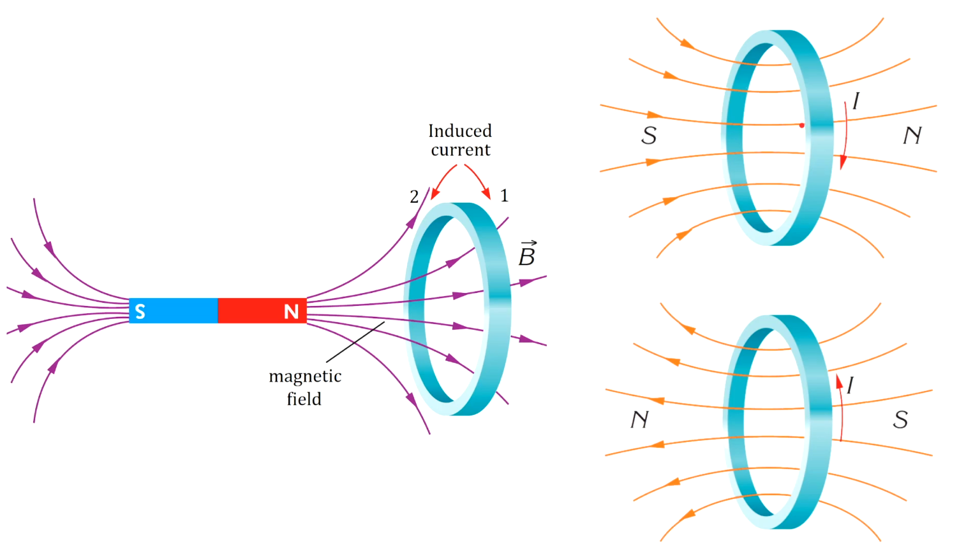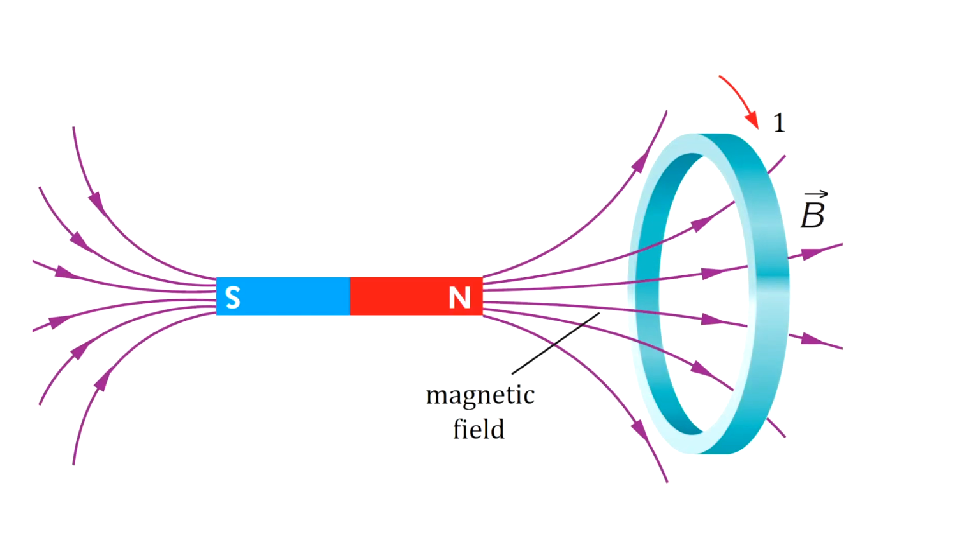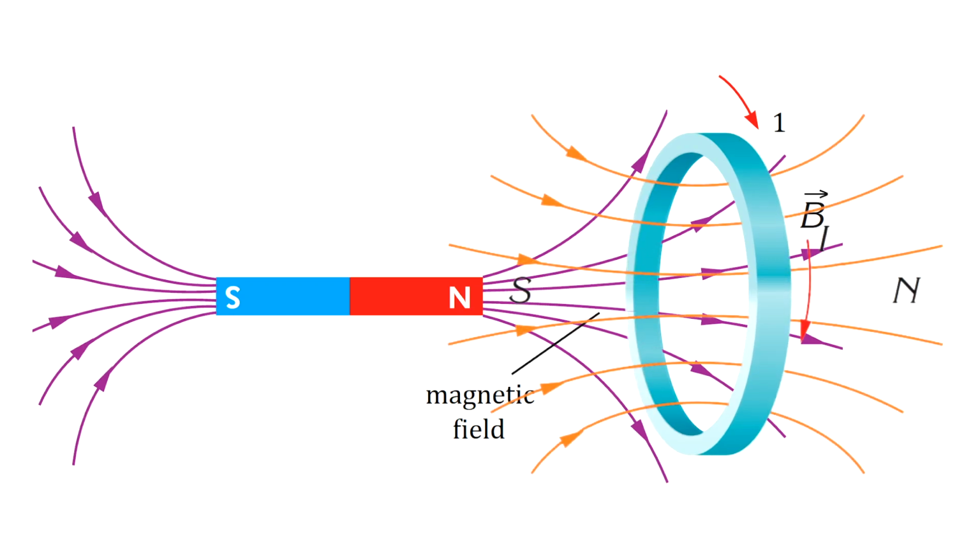So let's start with the first scenario. Here we have the loop of wire and we move the magnet towards the loop, and the increase in the magnetic flux causes an induced current in the clockwise direction. And the induced current creates an induced magnetic field, which I'll show here with orange. The direction of the magnetic field we have found by our right hand. It would be additive. Notice that it would be additive to the existing magnetic field from the bar magnet. So you see that the magnetic field of the bar magnet is to the right, and the induced magnetic field of the loop is also to the right.